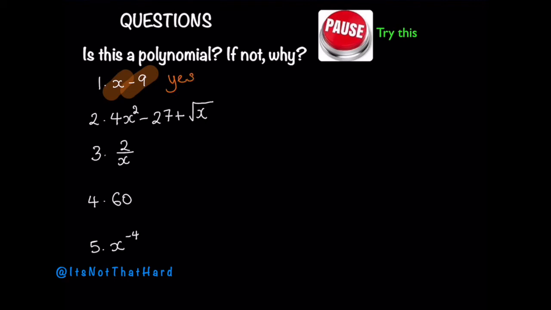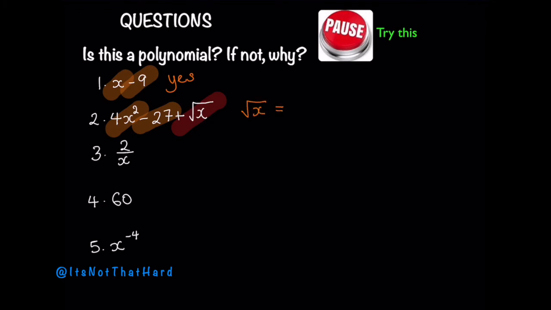The next one, question 2, 4x squared looks perfectly right. The 2 is a positive whole number, so that's okay. The next term is minus 27. That's a constant. We know that that's part of a polynomial, so that's also okay. But the problem arises when we get to this square root of x.